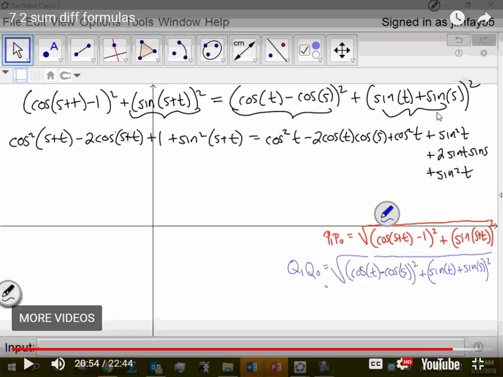But when I squared this right here, it should be sine t squared, which I've got, minus 2 sine t sine s, but then this becomes sine squared of s, right? And I did the same thing right here. This is cosine squared t minus 2 cosine t cosine s, but this last one would be plus cosine squared s. So that should be an s, and that should be an s.